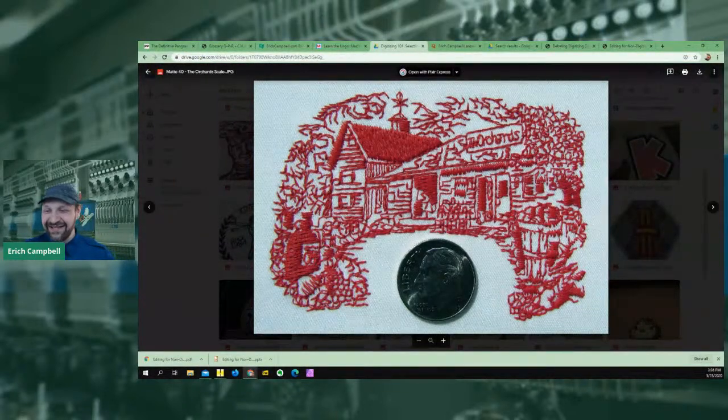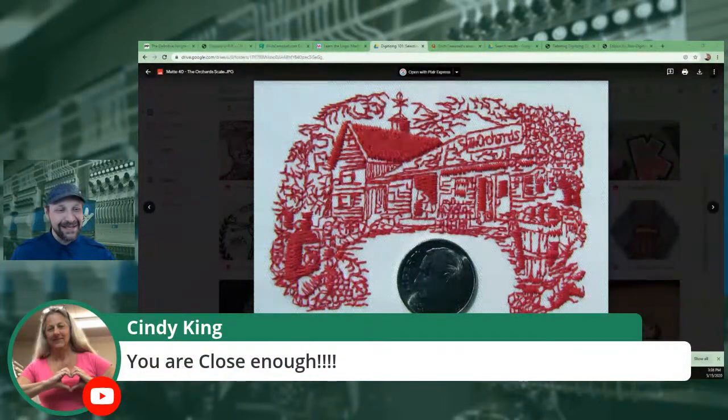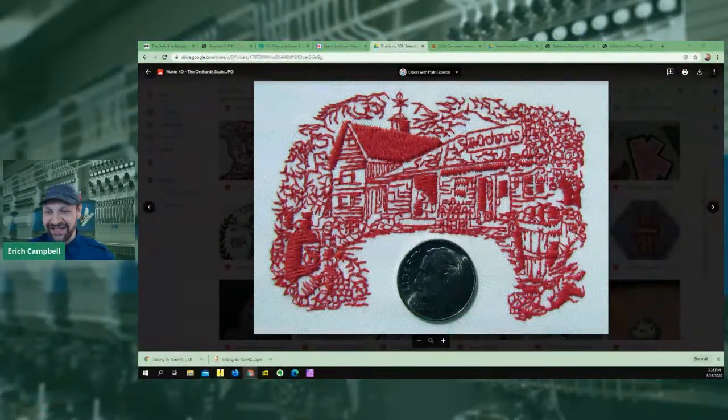And then let's see, Cindy says, I'm close enough. Yeah, I'm close enough to Texas. I know. I get a little Texas in my draw. I can't help it very much.